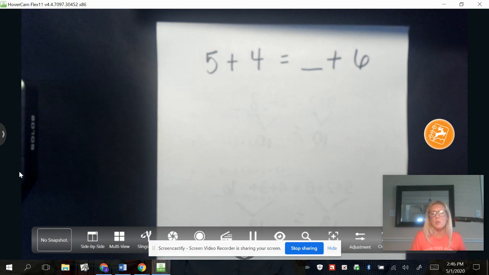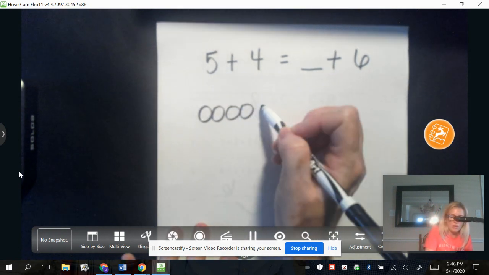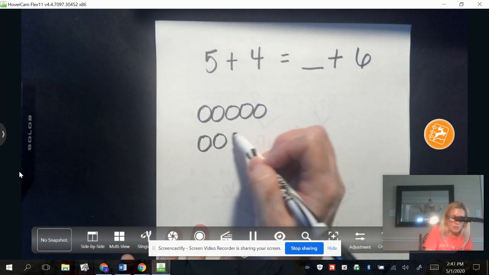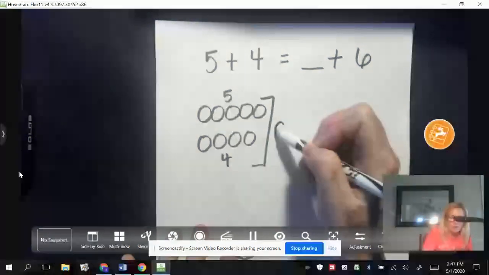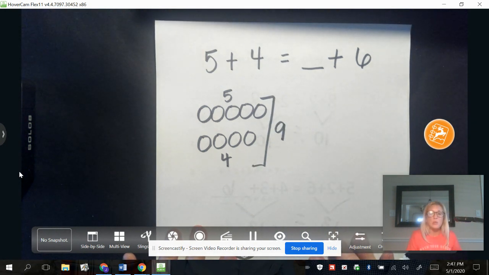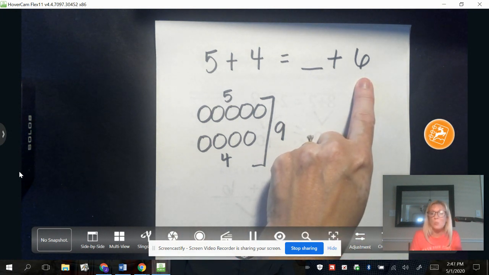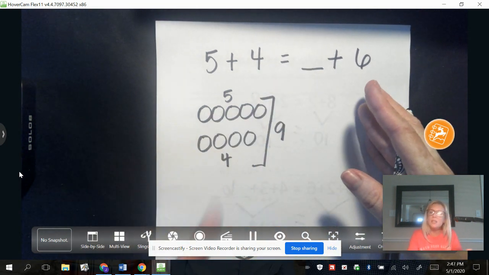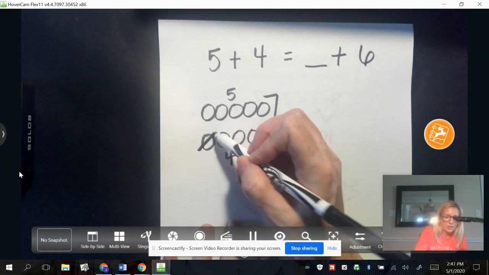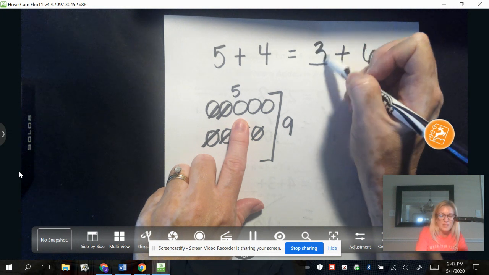Okay, we're going to work with this. All right, 5 plus 4 equals blank plus 6. So we're just going to draw it. 1, 2, 3, 4, 5 plus 1, 2, 3, 4. Going to label, and this is 9. Okay, so if we have 9 and we know that 6 is part of this side where there's a missing piece, we can just tick 6 off over here. 1, 2, 3, 4, 5, 6. Look at what's left. That gives us 3.